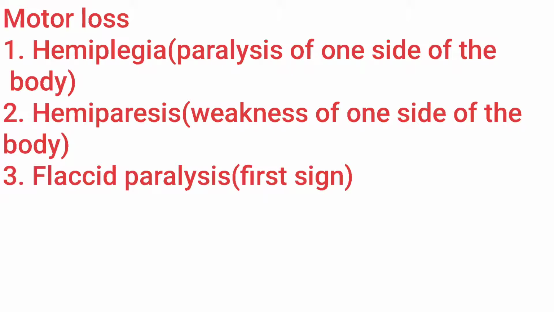So the motor losses are: there is hemiplegia, that is paralysis on one side of the body. There is hemiparesis, which is the weakness of one side of the body. There is flaccid paralysis, which is the initial sign that is shown when someone has this stroke.